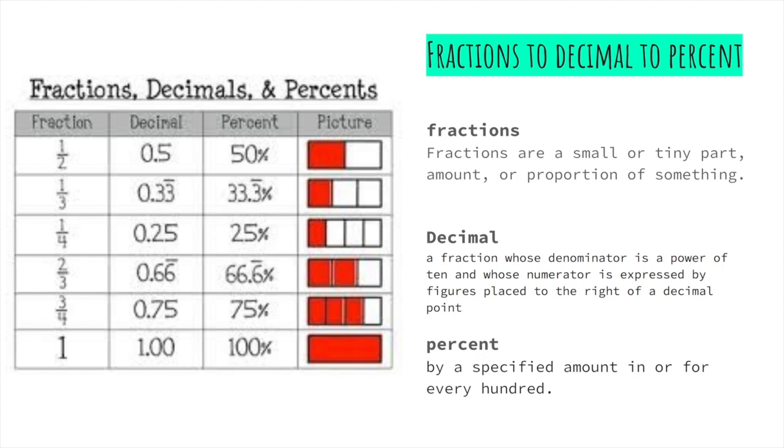So when you have half, you have 0.5 and then 50%. Whereas when you have 1, you have 1.0 and 100%.